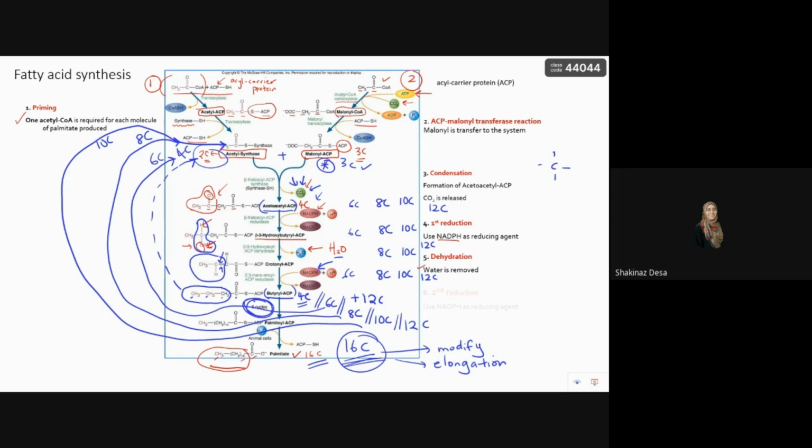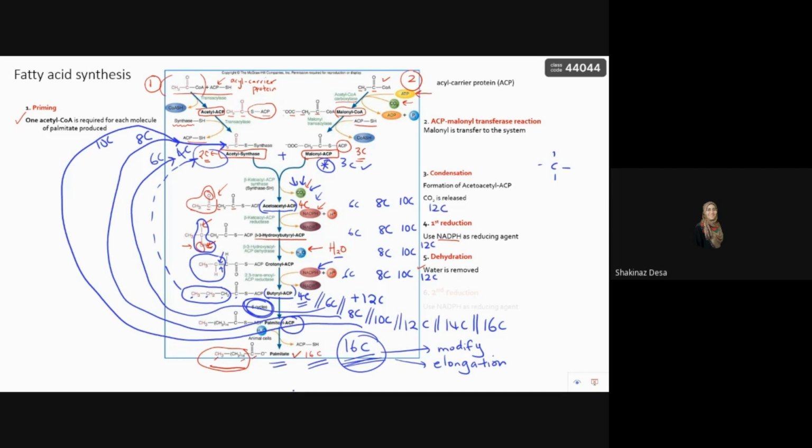Lepas 6 cycle tu, every cycle it will add 2 carbon. 1, 2, 3, 4. Dia add lagi lah. Dia pusing sampailah jadi, ni jadi 14 carbon, add lagi jadi 16 carbon. Sampailah jadi palmitoyl ACP. And then when we remove that ACP from the palmitoyl, kita akan dapat palmitate.